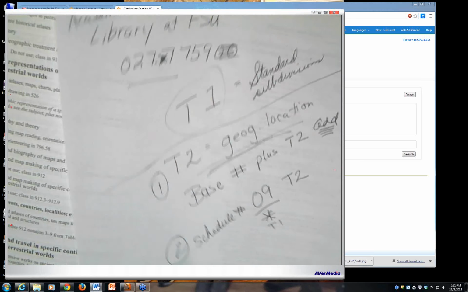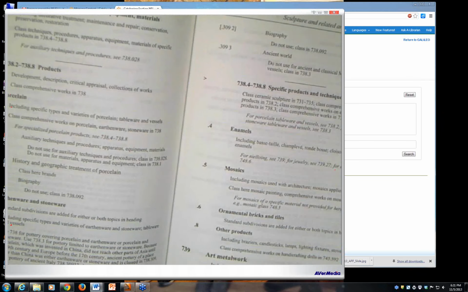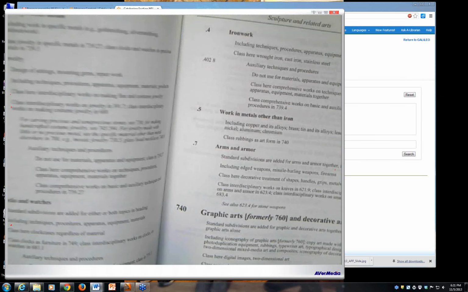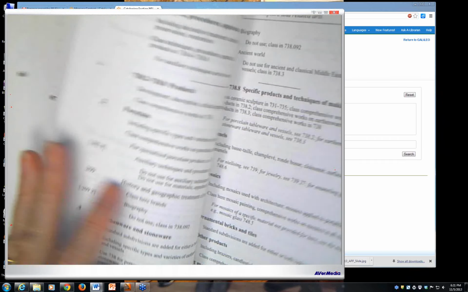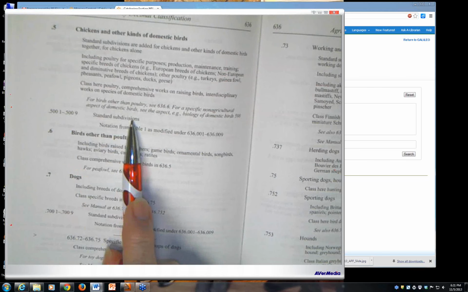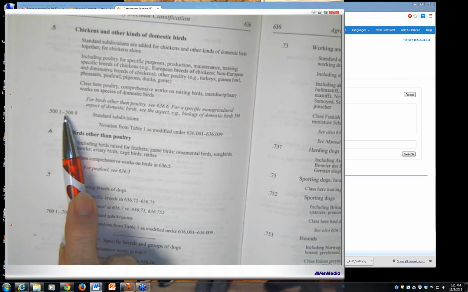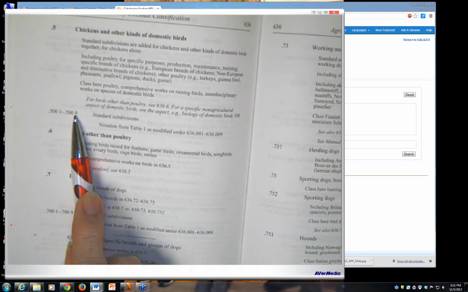Because Table 1, you're looking in here for notes about add to base for standard subdivisions. There's not a base number. There's just a standard subdivision note. For instance, if I find here, this is standard subdivisions, that means Table 1. And it's showing me not just 01 to 09, but 001 to 009. So I would add the extra 0.